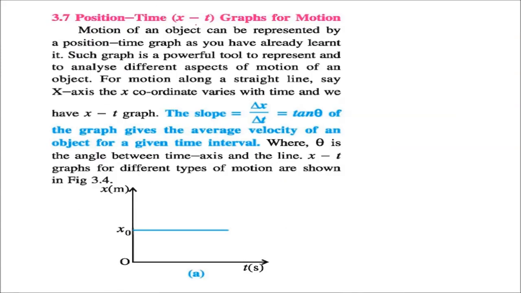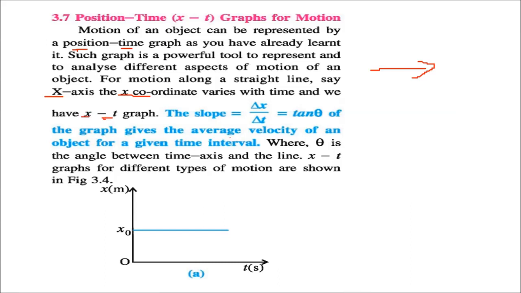Position time graph for motion. Motion of an object, we will represent it by a position time graph. Position is where that object is lying at a certain time, and at some other time where this position is. It's a very powerful tool in order to represent and analyze different aspects of motion of an object. When we talk about motion along a straight line, we say the x coordinate is varying with time. So we have an xt graph. This is for x coordinate, this is for time.